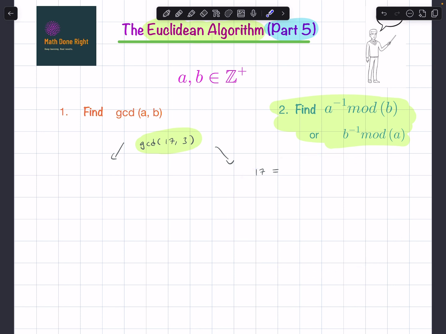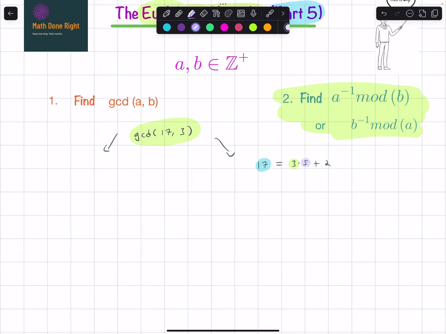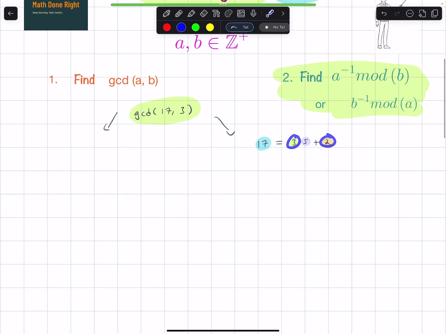So first of all, how do we do this Euclidean algorithm thing? Well, 17, let's do the division. 17 divided by 3 with remainder: 17 is 3 times 5 plus 2. The quotient is 5, and the remainder is 2. And so we know that the GCD of 17 and 3 is the same as the GCD of 3 and 2. So then we write 3 is equal to 2 times 1 plus 1.